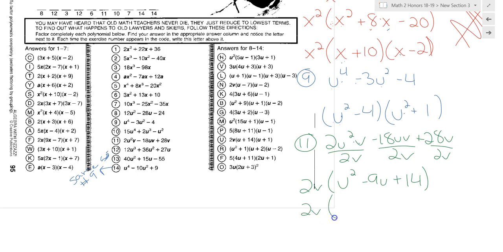And now I'm just doing basic factoring. There's no number in front. So I have u minus 7 and u minus 2. Well, I saw both a u and a v and thought that one was going to be more odd, but it's not. So that would be N. Alright, and that is it.